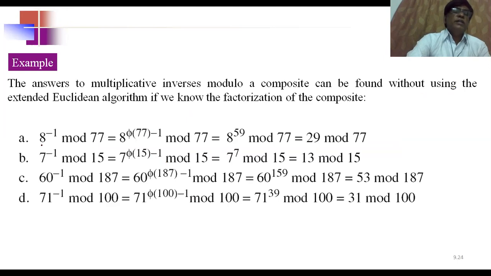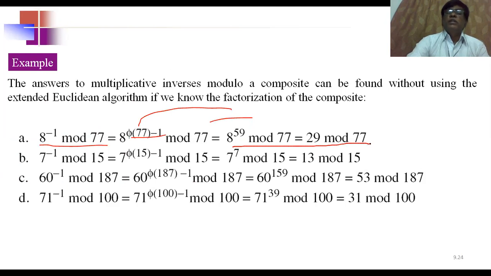For example, if you want to calculate 8 inverse mod 77, 77 is a composite number. So 8 inverse mod 77 can be written as 8 power phi 77 minus 1. Phi 77 is 60, as we already know, so 60 minus 1 is 59. So the multiplicative inverse of 8 modulo 77 is equal to 8 power 59 mod 77, which is equal to 29 mod 77.